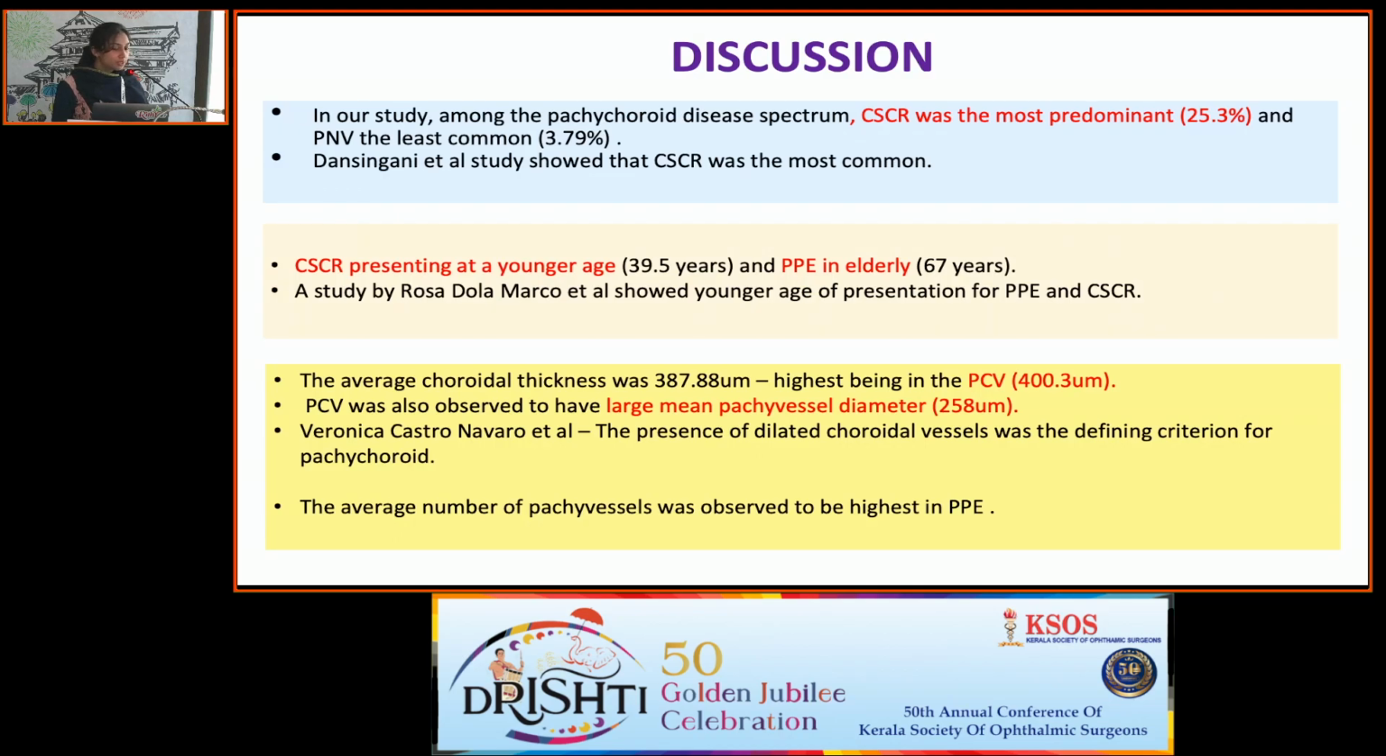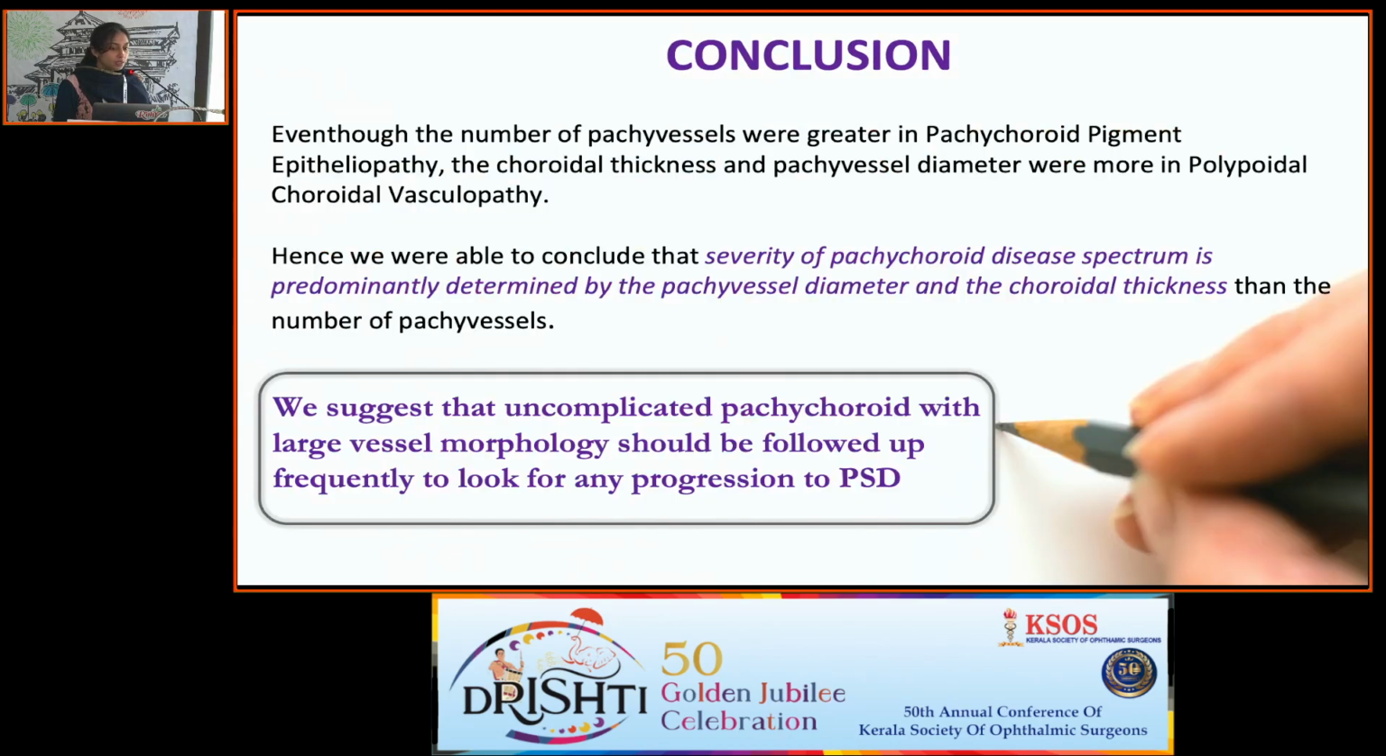The average choroidal thickness was 387.18 micrometers, the highest being in the polypoidal choroidal vasculopathy, that was also observed to have a large mean pachyvessel diameter. And a study conducted by Veronica Castro Navarro et al. showed that it was the presence of dilated choroidal vessels which was a defining criterion for pachychoroid. However, the average number of pachyvessels was observed to be more in the pigment epitheliopathy. So though the number of pachyvessels is more in pigment epitheliopathy, the choroidal thickness and the mean pachyvessel diameter were observed to be more in polypoidal choroidal vasculopathy.